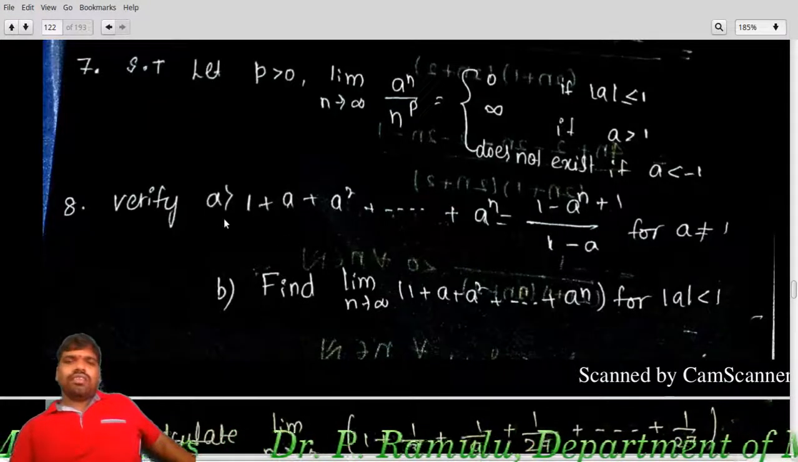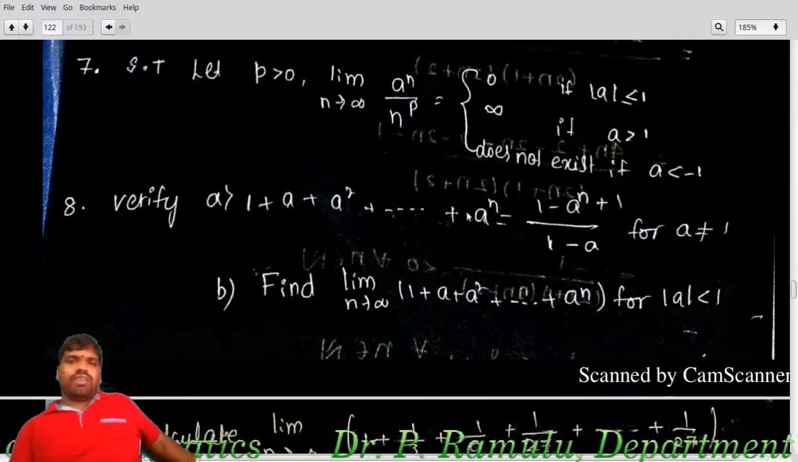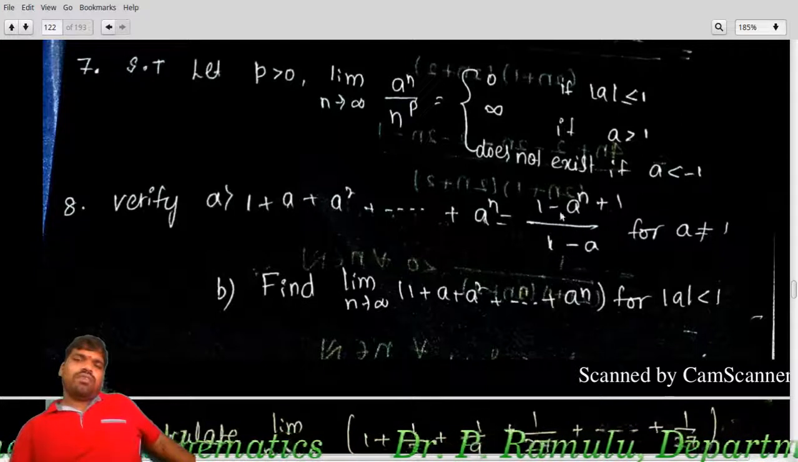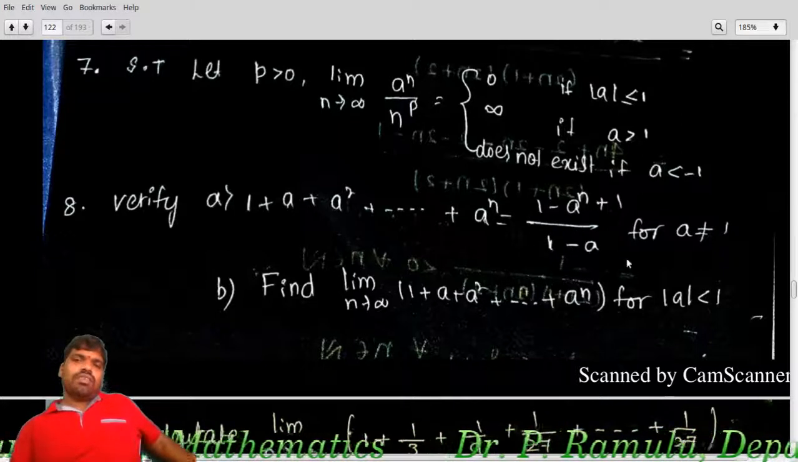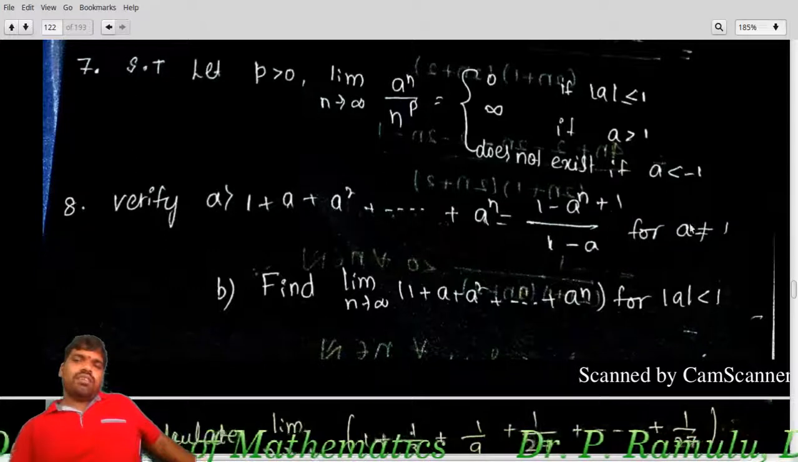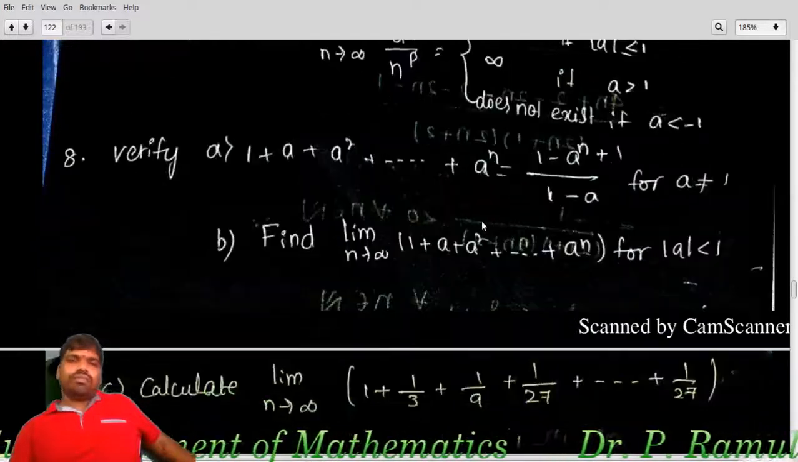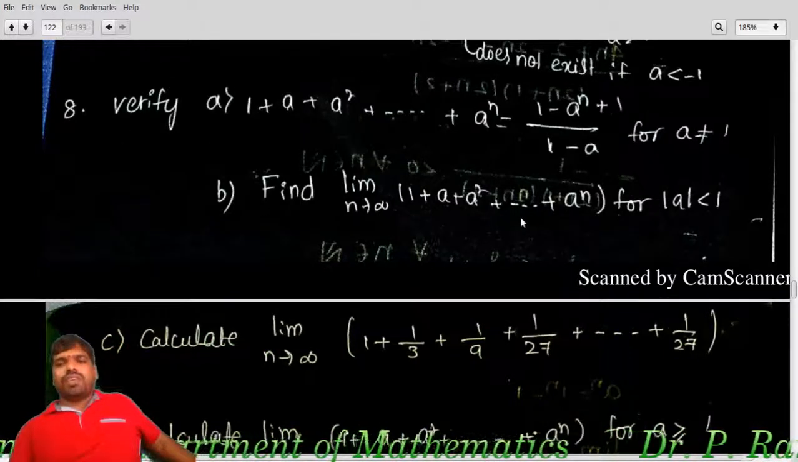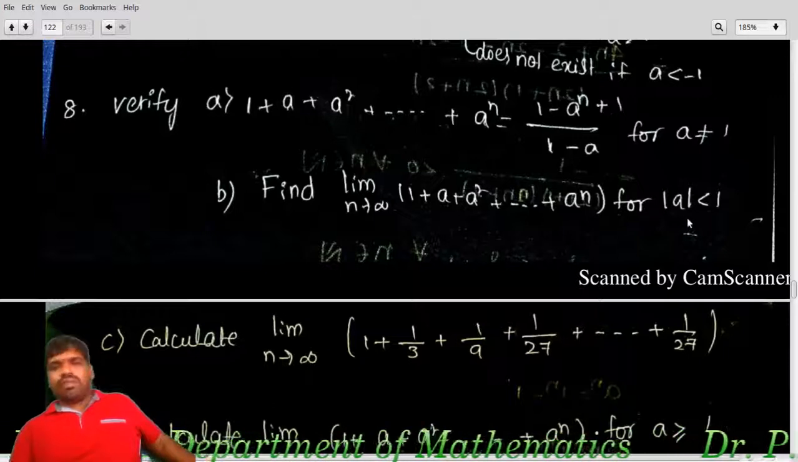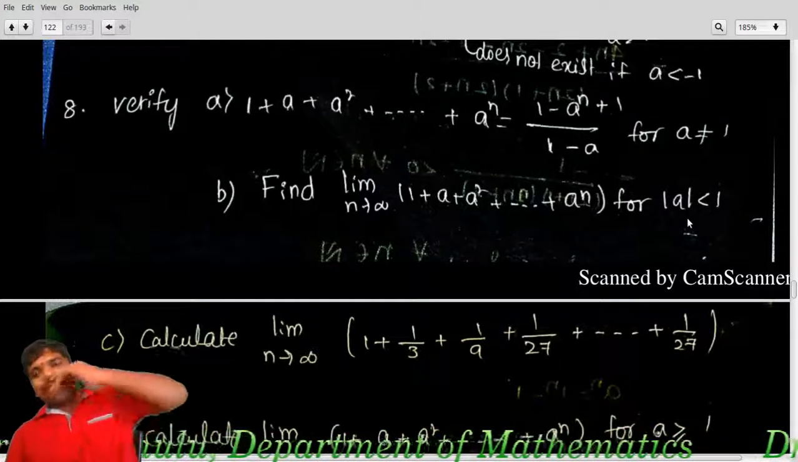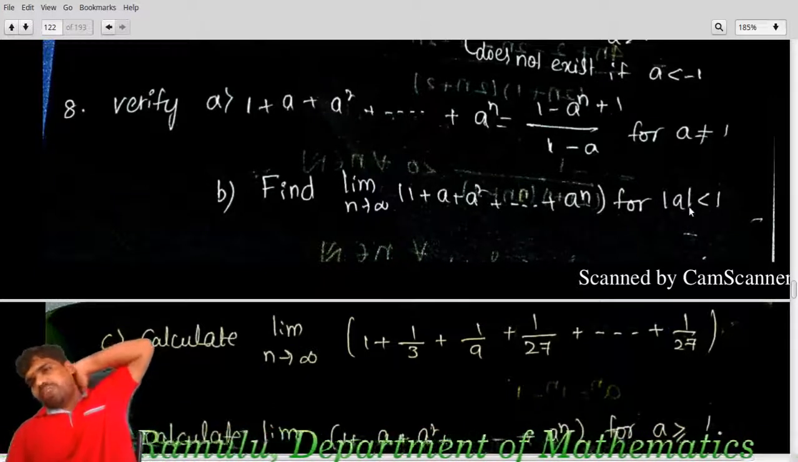Verify that 1 plus a plus a square up to a power n is equal to (1 minus a power n plus 1) by (1 minus a), for a not equal to 1. B, find the limit of 1 plus a plus a square up to a power n for mod a less than 1. Find this value for mod a less than 1.